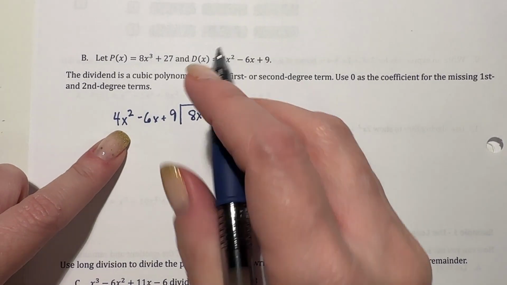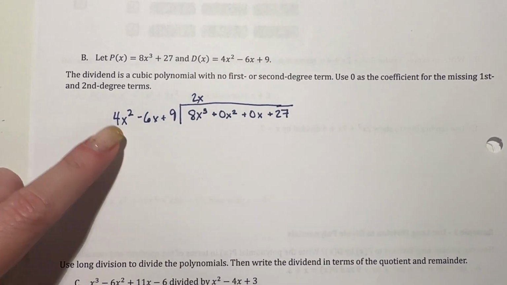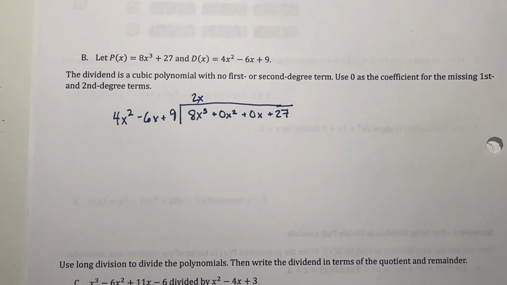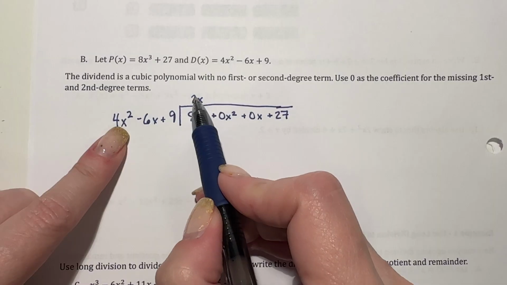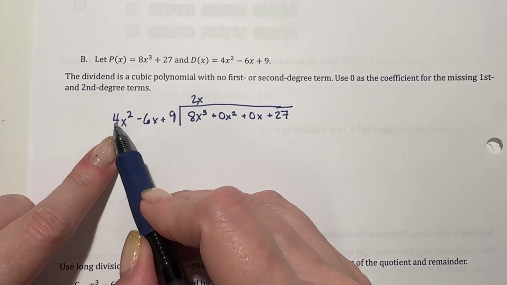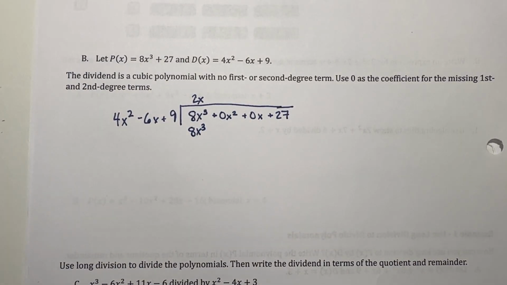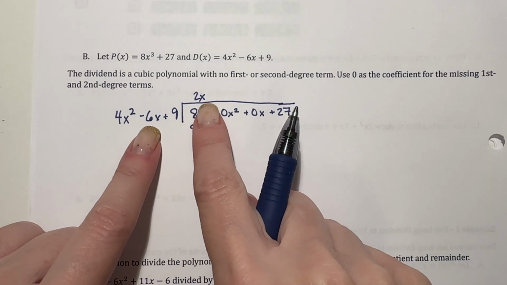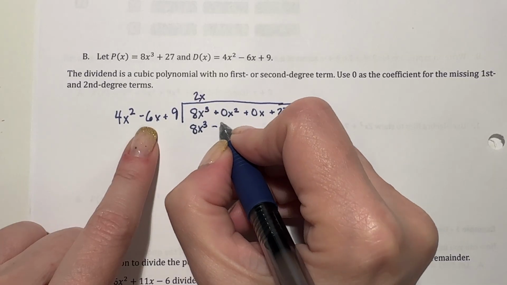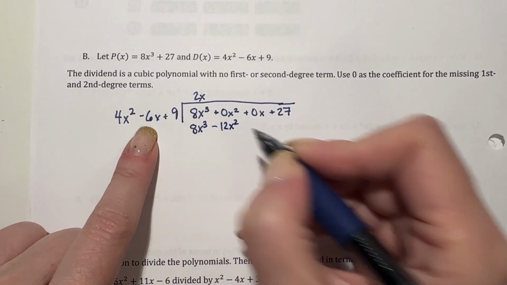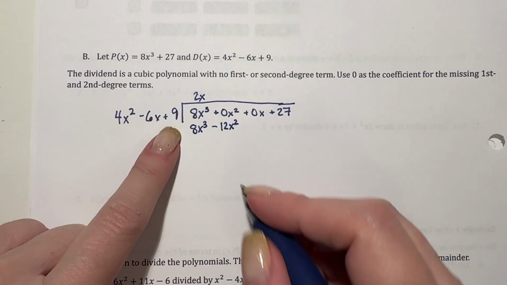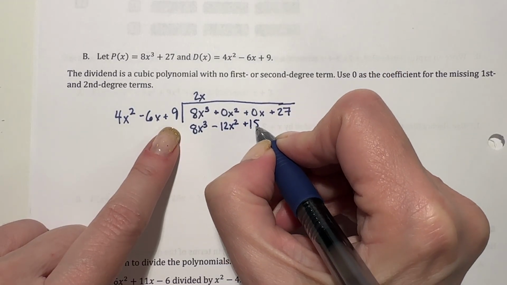So I hope everybody said, oh, I should multiply by 2x. Now you're going to do the actual work of that multiplication. So you're going to multiply the 2x times the 4x squared, giving you 8x cubed, which is what we needed. Then we're going to do the second term in the trinomial. So you're going to multiply 2x times negative 6x, giving you negative 12x squared. Then you're going to multiply 2x times 9, giving you plus 18x.